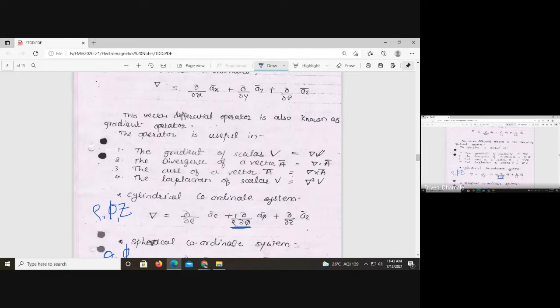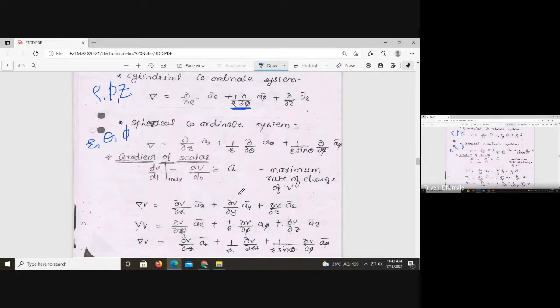Then moving forward, the first operation is the simple del V. There is no dot and no cross between del and V, just simple V. This operation is known as the gradient of a scalar. So what is the gradient? The gradient is the maximum rate of change of potential, like the formula dV by dl. As the distance increases, there is a change in the potential. That is the maximum rate of change of V. That is the gradient, and it is denoted by capital G.